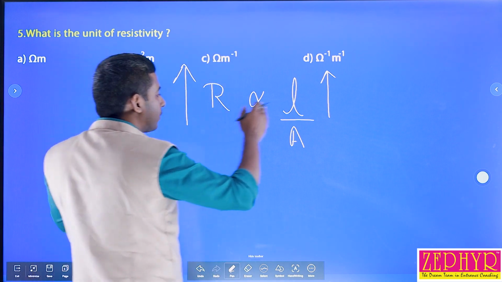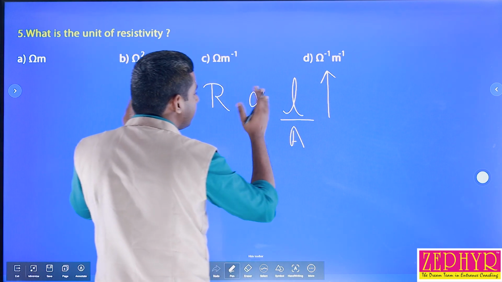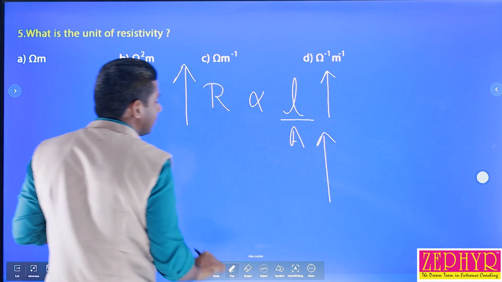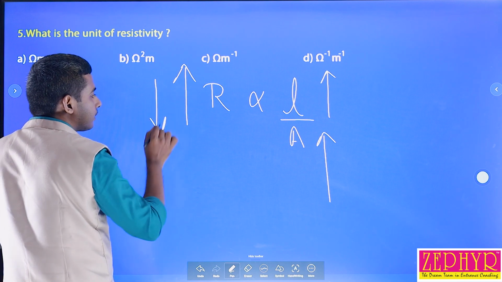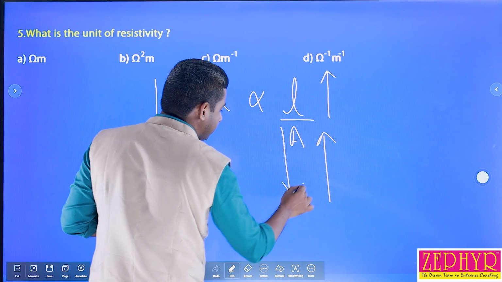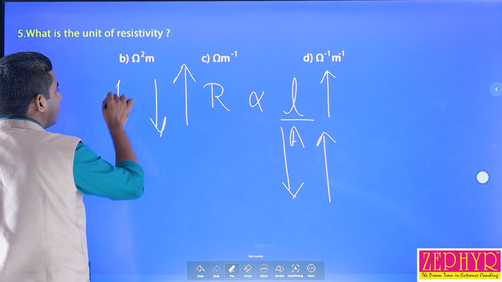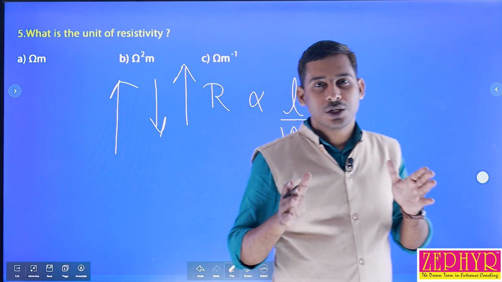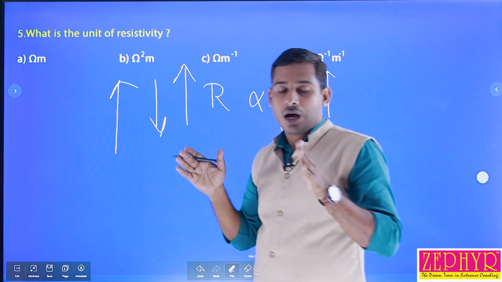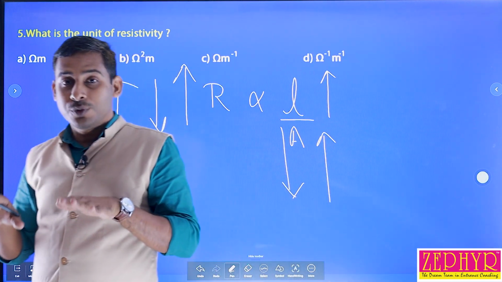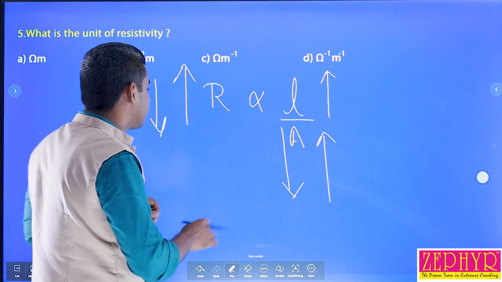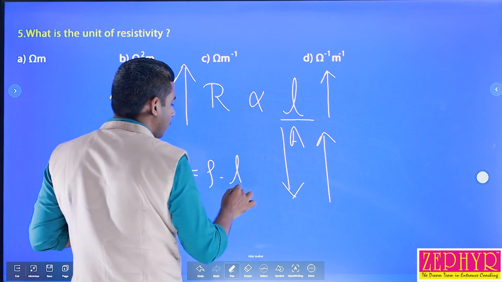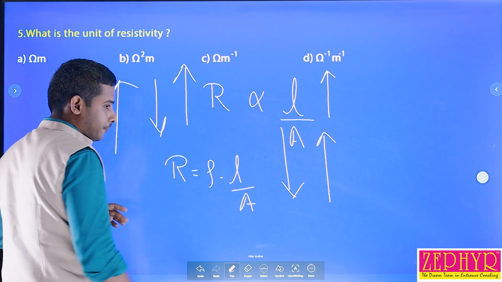That means directly proportional. Area is in inverse mode. That means if area increases, resistance will decrease. If area decreases, the resistance will increase. So that is the concept actually. R proportional to L by A. R equal to, we have to take one constant, that is known as rho. We can say R equal to rho into L by A.